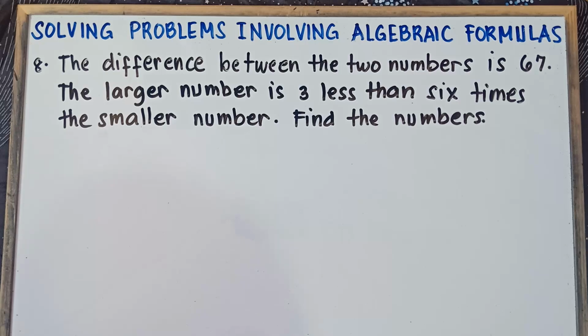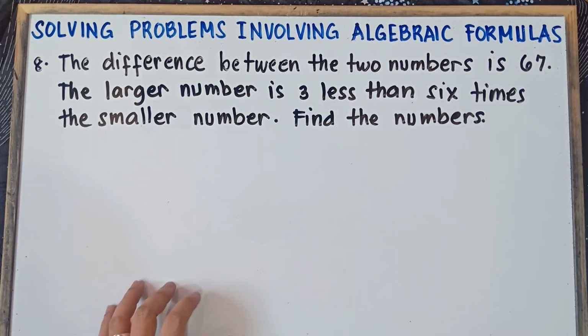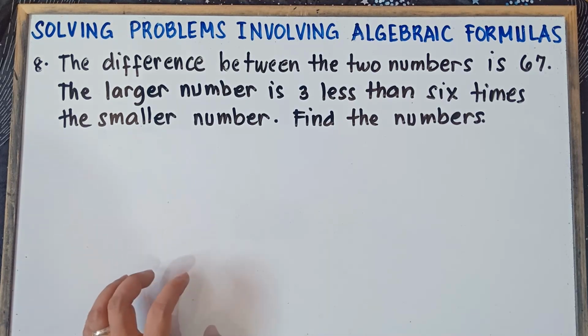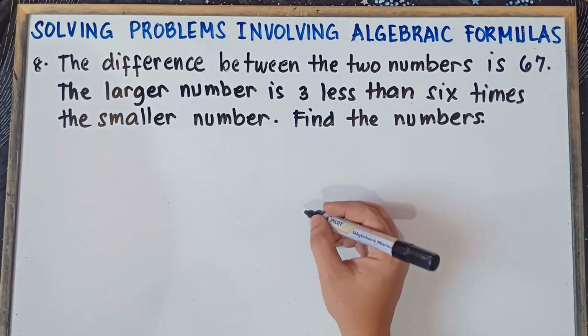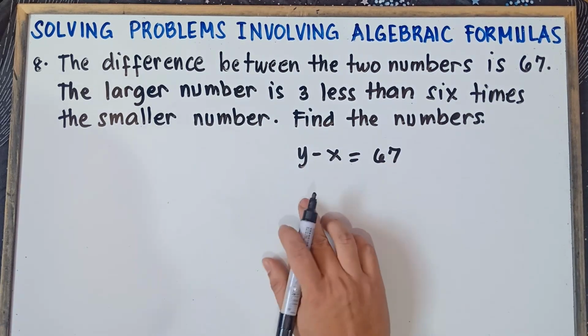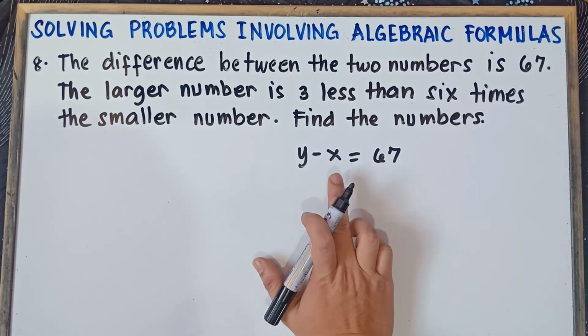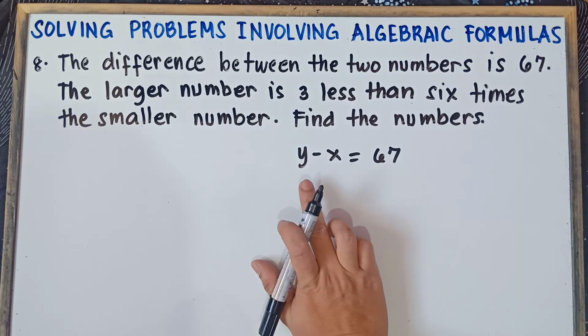Alright, so let's work on example number 8. The difference between two numbers is 67. The larger number is 3 less than 6 times the smaller number. Find the numbers. Now, since we don't know the numbers, class, the first thing that we need to do is we let x be the smaller number and then we let y be the larger number. Because we can write this one, class, as y minus x is equal to 67. Once again, class, since we don't know what are the two numbers, we let x be the smaller number and then we let y be the larger number.